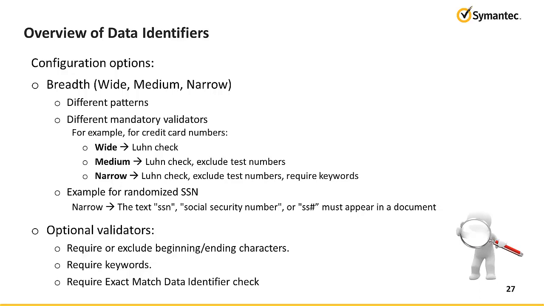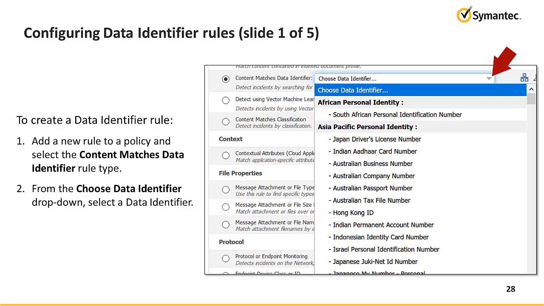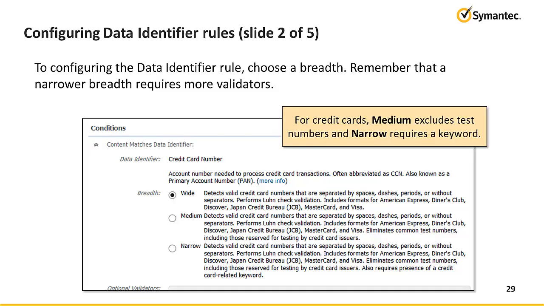Selecting medium breadth does everything the wide breadth option does, as well as excludes common test numbers, including those reserved for testing by credit card issuers. Selecting narrow breadth does everything the wide and medium breadth options do, in addition to requiring the presence of a credit card-related keyword in the message. To create a data identifier rule, add a new rule to a policy, and then select the Content Matches Data Identifier rule type. Then, from the Choose Data Identifier dropdown, choose the desired data identifier. Next, to configure the data identifier rule, choose a breadth.